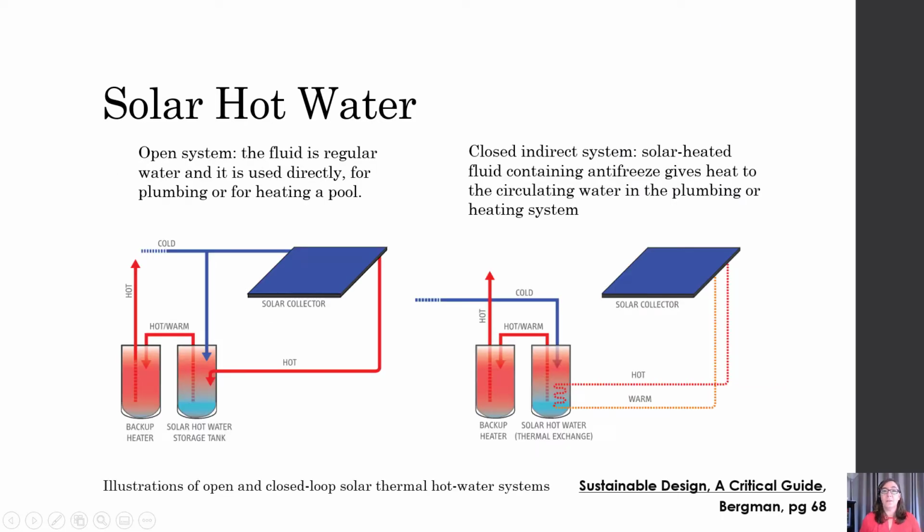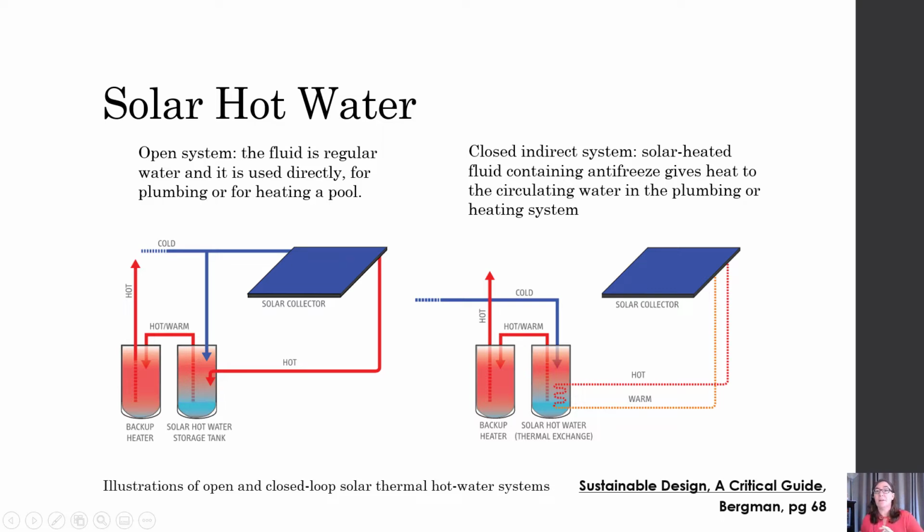Solar hot water systems come in two varieties, two flavors here. On the left, you see an open system. In this case, the fluid in the hot water system is just regular potable water, and it's used directly for the plumbing or very typically for heating a pool.